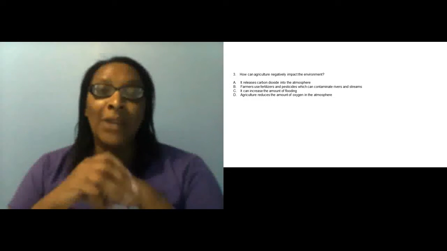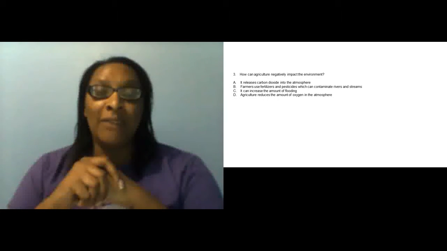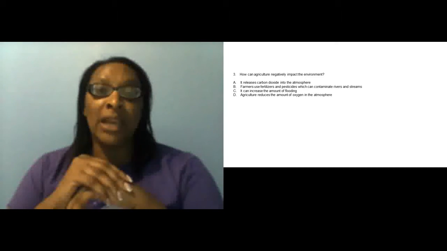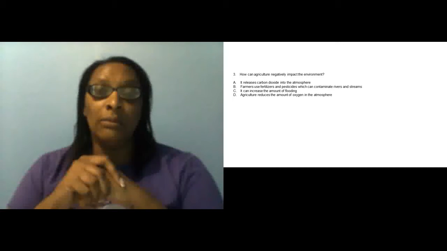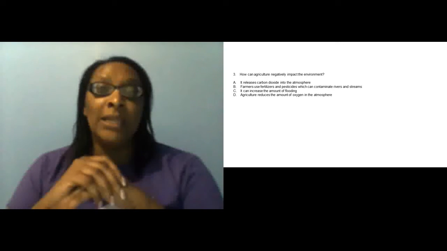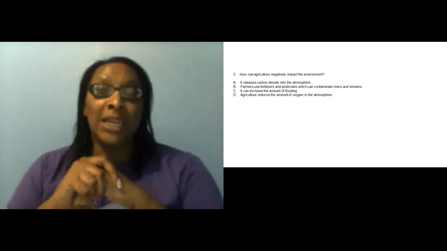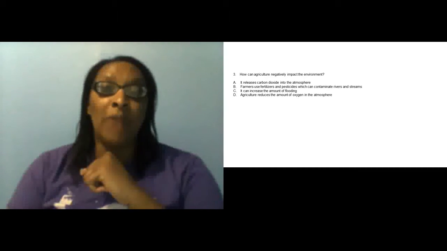Number 3, how can agriculture negatively impact the environment? A, it releases carbon dioxide into the atmosphere. B, farmers use fertilizers and pesticides, which can contaminate rivers and streams. C, it can increase the amount of flooding. Or D, agriculture reduces the amount of oxygen in the atmosphere.